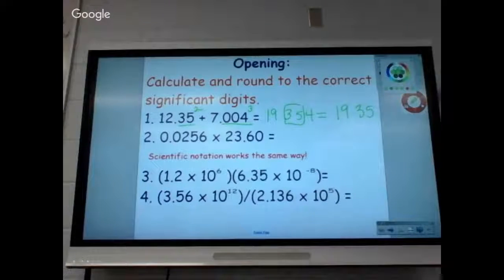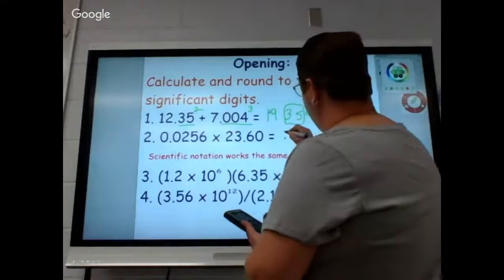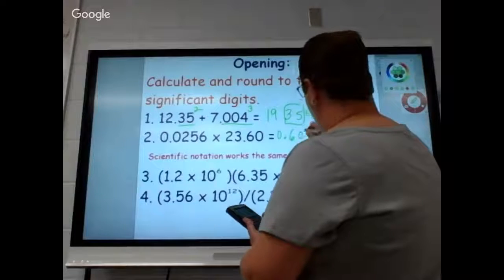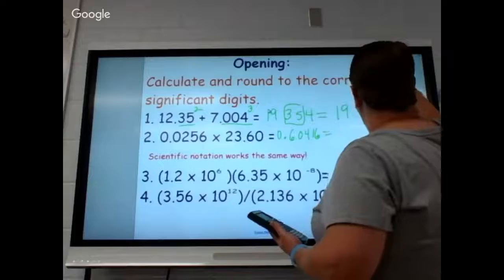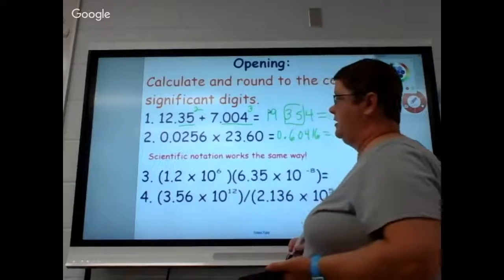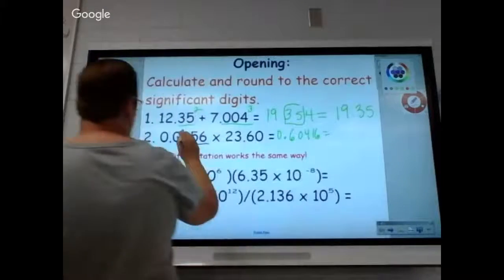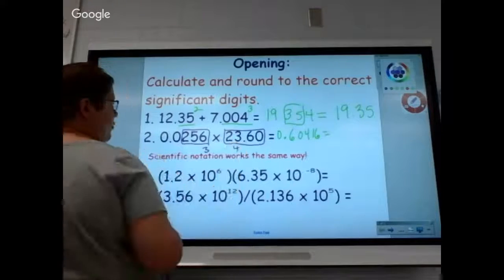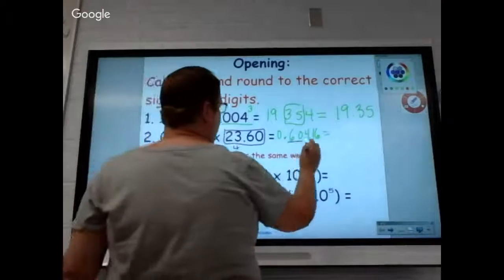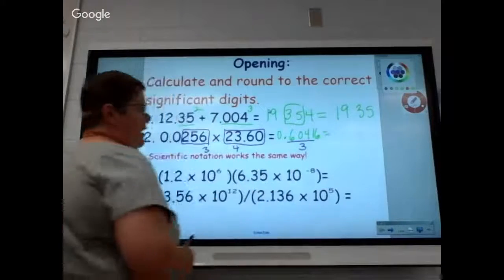Everybody okay with that? All right, in the second one, we have 0.0256 times 23.60, and I get 0.60416. I am multiplying, so how many significant digits do I have here? I have 3. How many significant digits here? So I want 3 in my answer, so I have how many here? All right, so I only have 3.